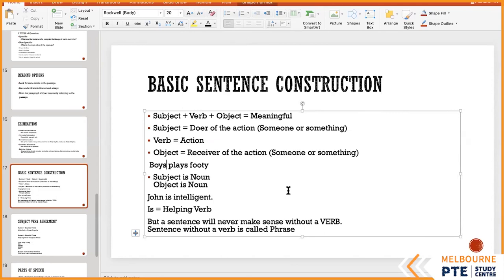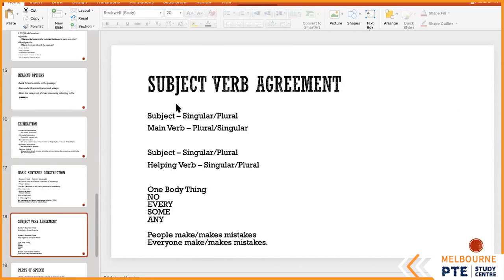If it is more, place. Play. All right. Got it? Doesn't matter whether it's boys or not. They play or plays? They play. She play or she plays? She plays. Got it? So that's what we refer to as subject-verb agreement.